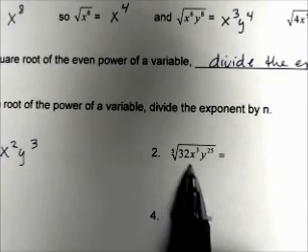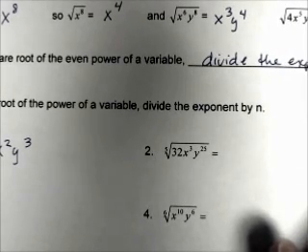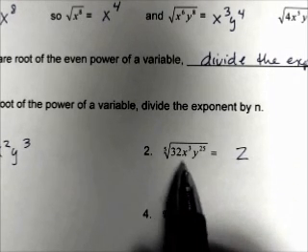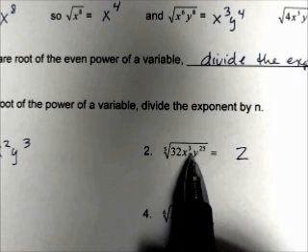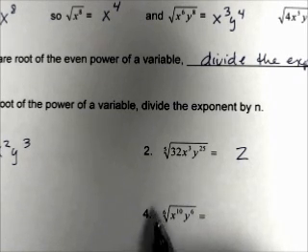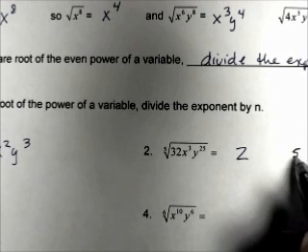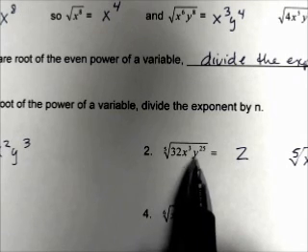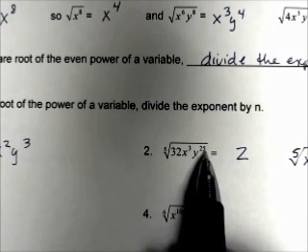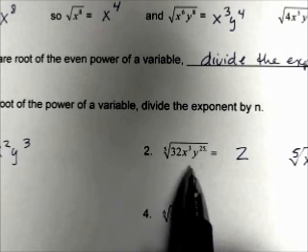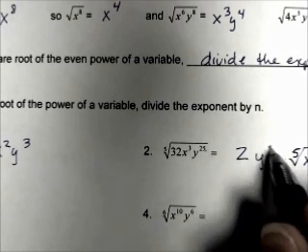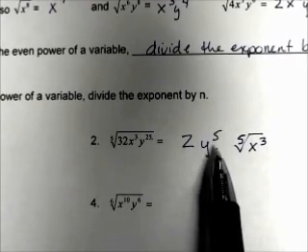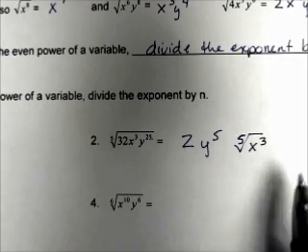The fifth root of 32, x to the third, y to the 25th. Well, the fifth root of 32 is 2. The fifth root of x to the third, 3 divided by 5. 5 doesn't divide evenly into 3, so that simply remains the fifth root of x to the third. The fifth root of y to the 25th, take the exponent 25 and divide it by 5. 25 divided by 5 is 5, so that leaves us with a y to the 5th. So our answer here is 2y to the 5th times the fifth root of x to the third.